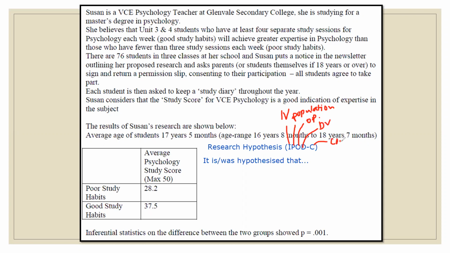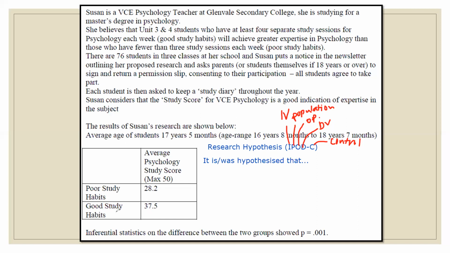And how we mention the control group is we say, it is hypothesized that blah, blah, blah, compared to participants who do not, blah, blah, blah. So the control group is always the group that is not exposed to the IV. They're not exposed to the good habits, for example.